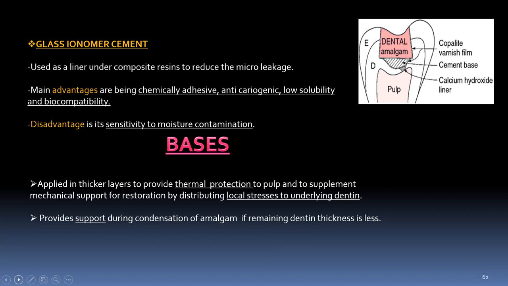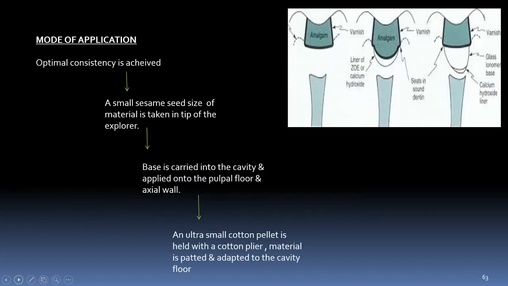Then coming to bases, these are applied in thicker layers to provide thermal protection to the pulp and to supplement mechanical support for the restoration by distributing local stresses to the underlying dentine. They provide support during condensation of amalgam if the remaining dentine thickness is very much less.